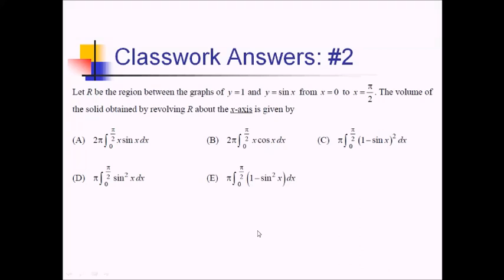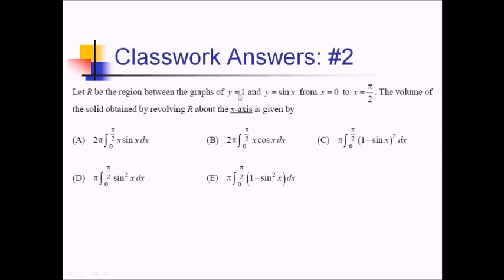On this no calculator problem, they're telling us R is the region between the graphs of y equals 1 and y equals sine of x, between 0 and pi over 2. The volume obtained by revolving this region around the x-axis is given by which expression? So the good news is it's a no calculator question, so you don't actually have to evaluate any of this. The bad news is you kind of need a visual to see what you're dealing with.